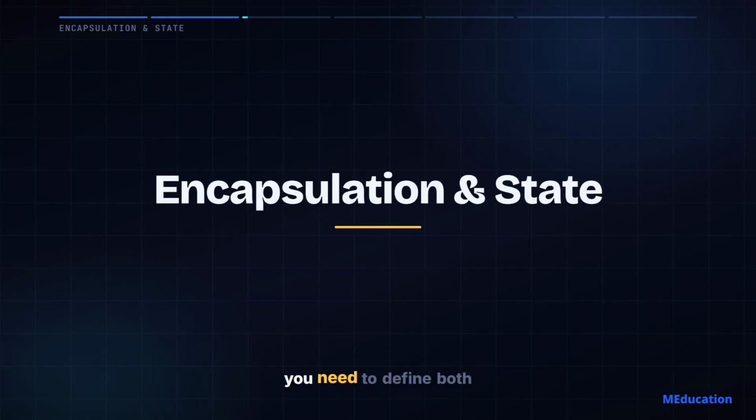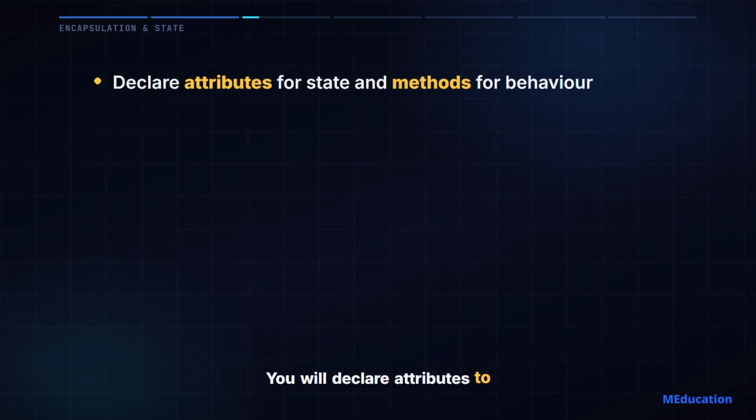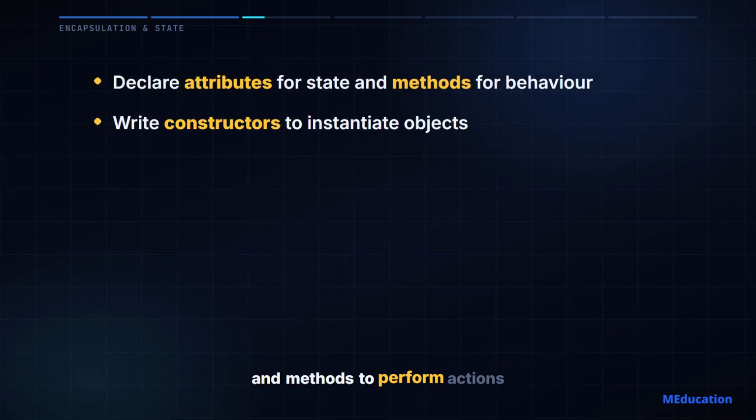Inside every class, you need to define both state and behavior. You will declare attributes to store data and methods to perform actions. You will write special methods called constructors that safely bring your objects to life in memory.